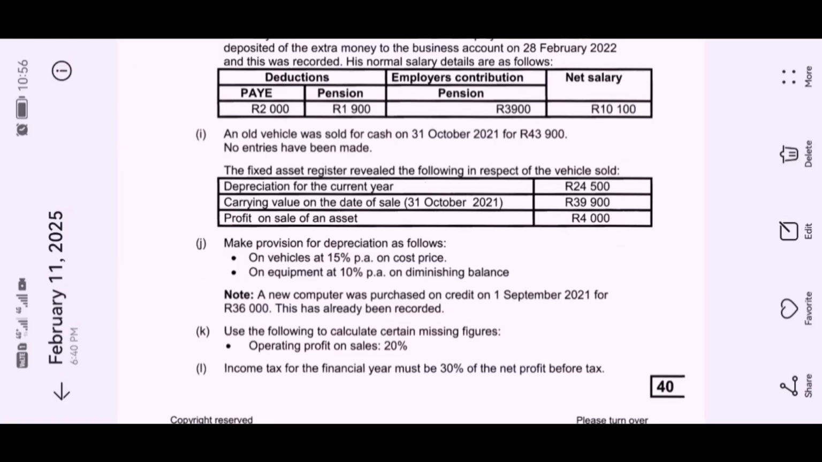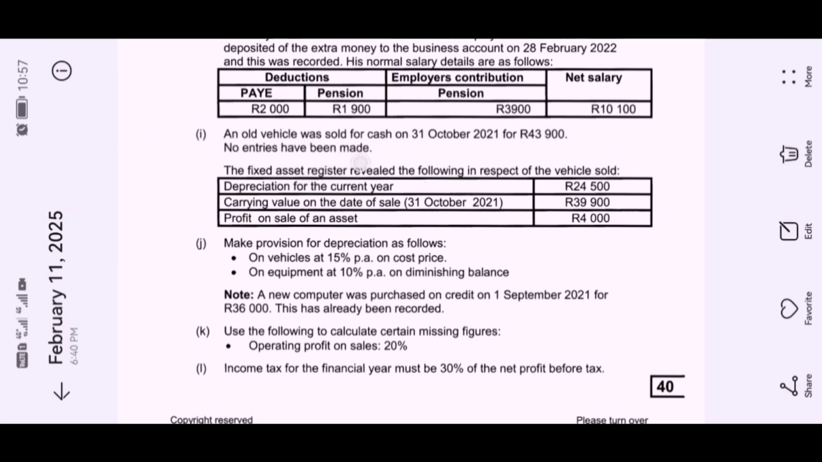Hi, let us calculate the depreciation on vehicles. So here on J they say make provision for depreciation as follows: on vehicles at 15% per annum on cost. On I we are given information about the vehicle that was sold during the year. An old vehicle was sold for cash on 31 October 2021 for 43,900. No entries have been made.